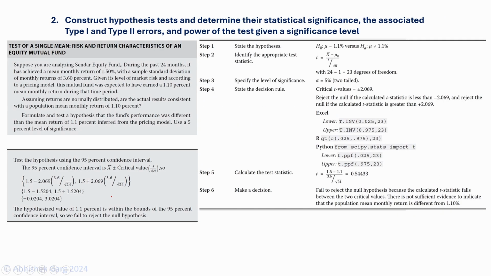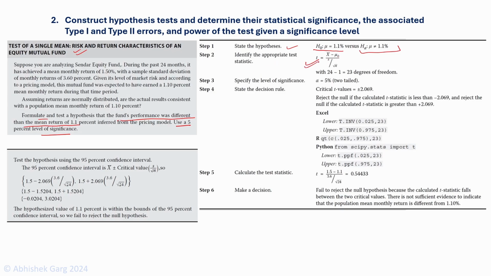Let's cover an example where the example is concerned with the test of a single mean. Formulate and test a hypothesis that the fund's performance was different than the mean return of 1.1% inferred from the pricing model. Use a 5% level of significance. Let's first state the hypothesis. The hypothesis says that H naught, that means the mean, is equal to 1.1%, and the alternate hypothesis is that the mean is not equal to 1.1%.